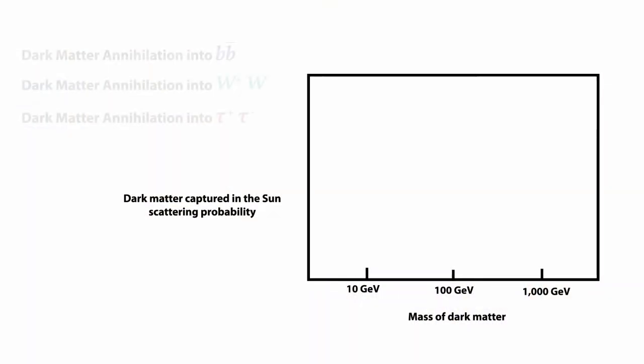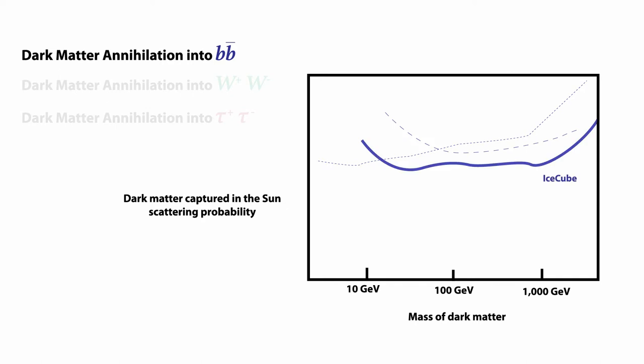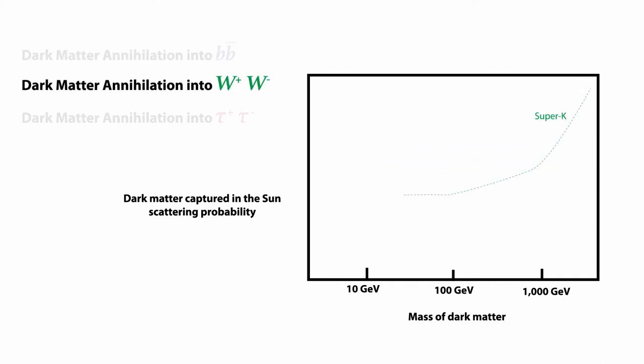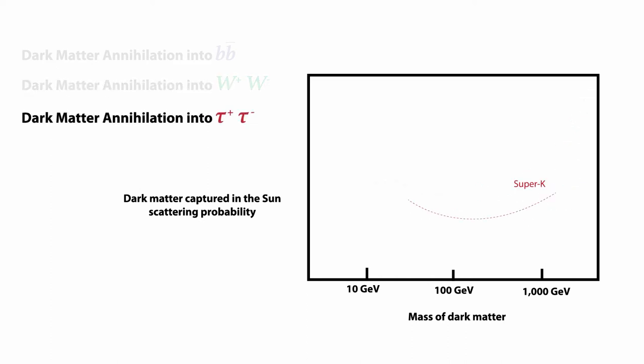IceCube searches are at the forefront of dark matter searches. We have some of the most stringent constraints on the properties of dark matter set with the IceCube detector. And over the next years, we will continue to search for dark matter with IceCube.